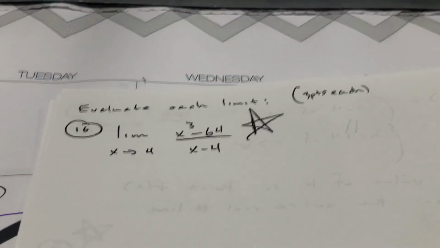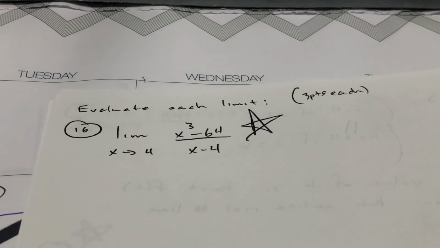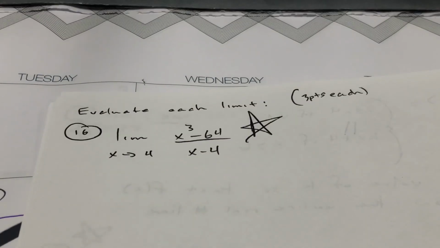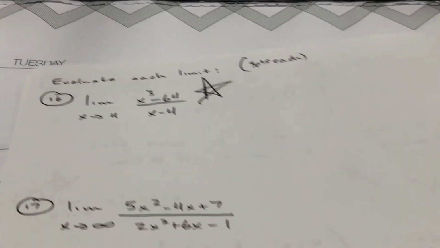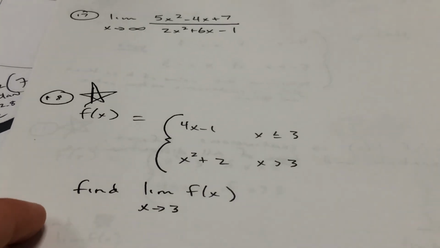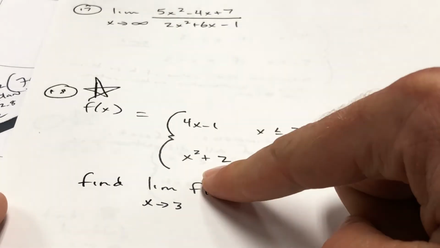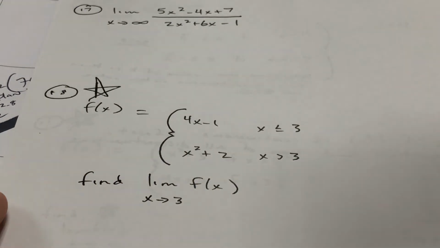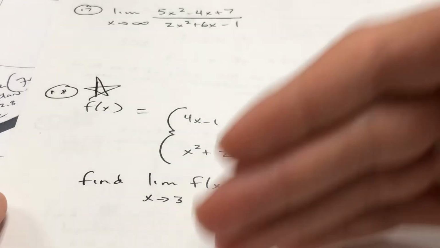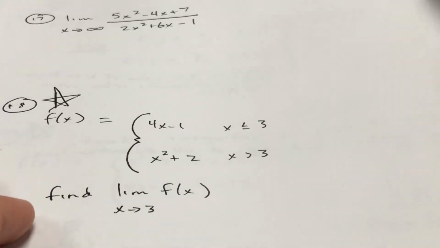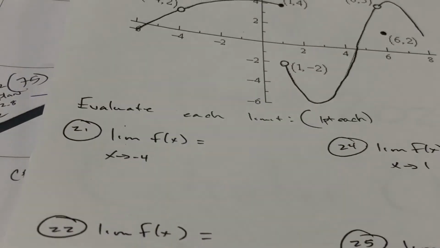16, x cubed minus 64, x minus 4 times x squared plus 4x plus 16. The x minus 4's cancel. Plug it in, plug it in. Find the limit as x goes to 3. Another one of these, just plug 3 in for x. Here you get 11, 3 in for x there, you get 11 too. The left-hand limit equals the right side. The limit is 11.